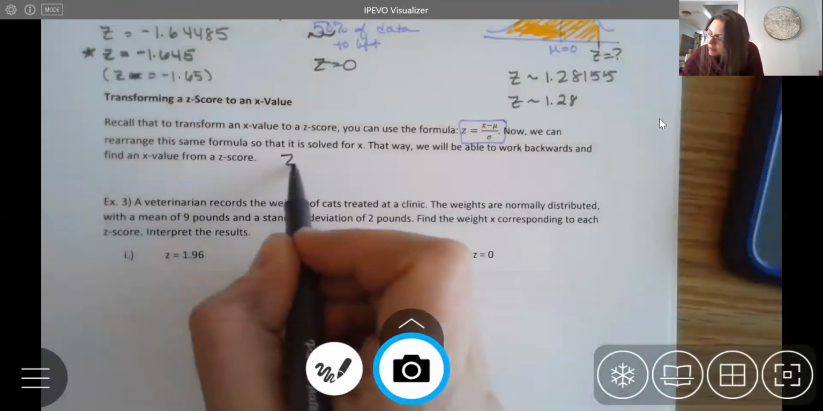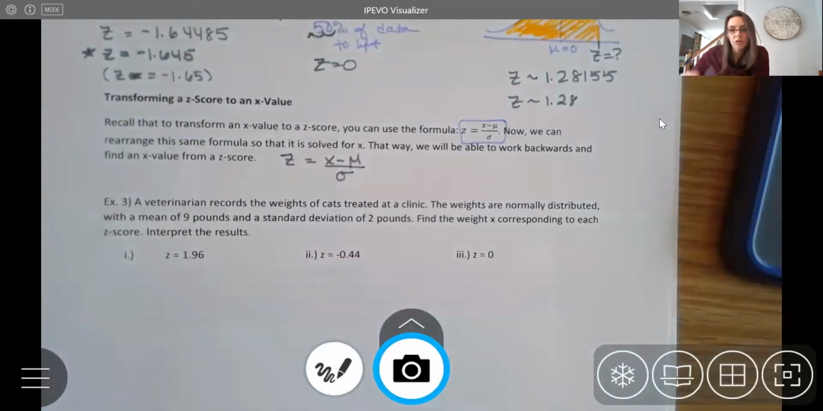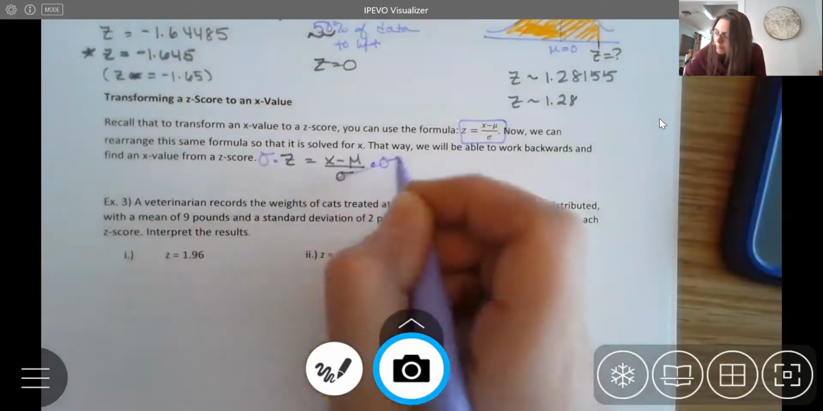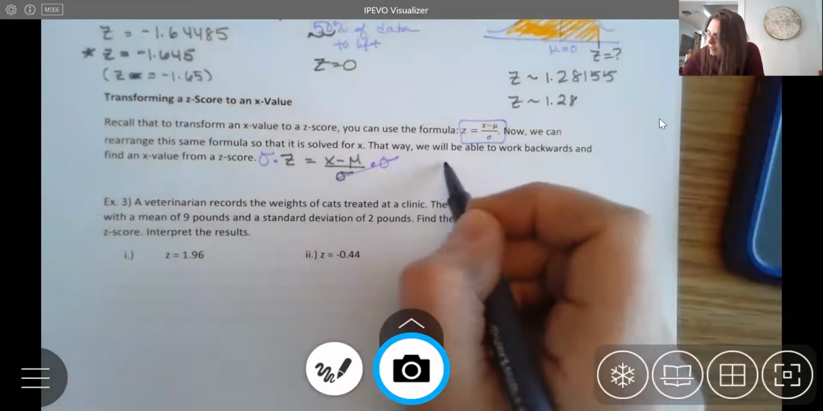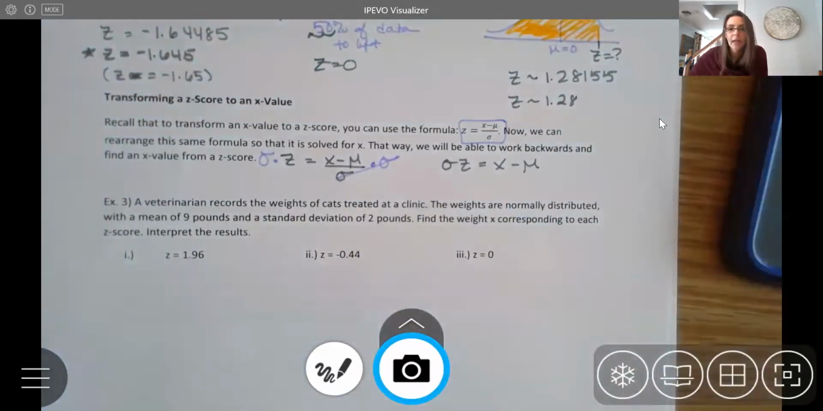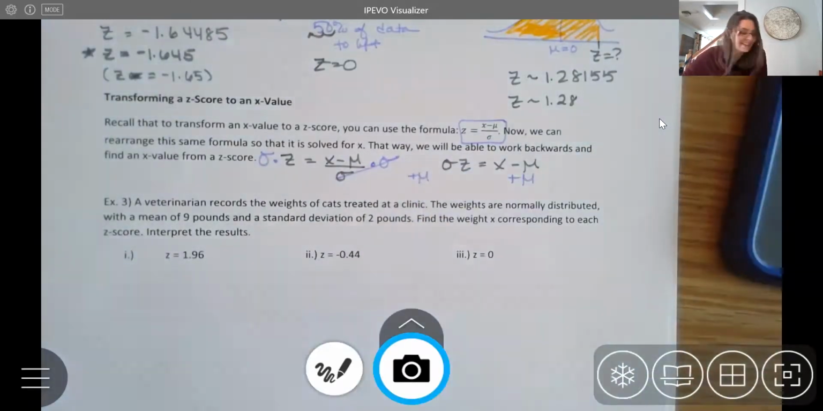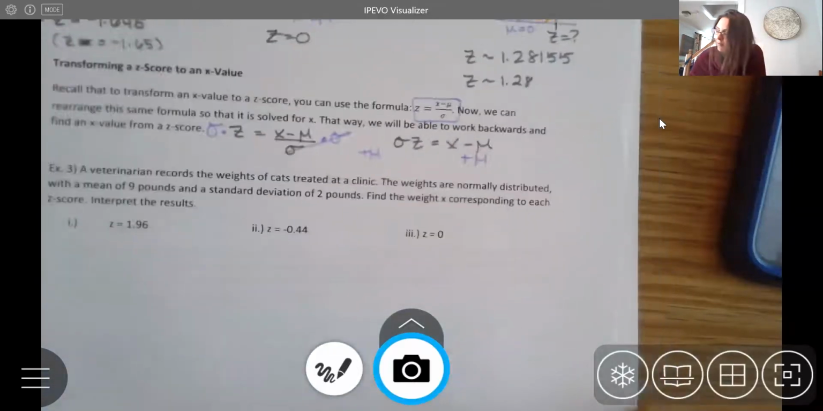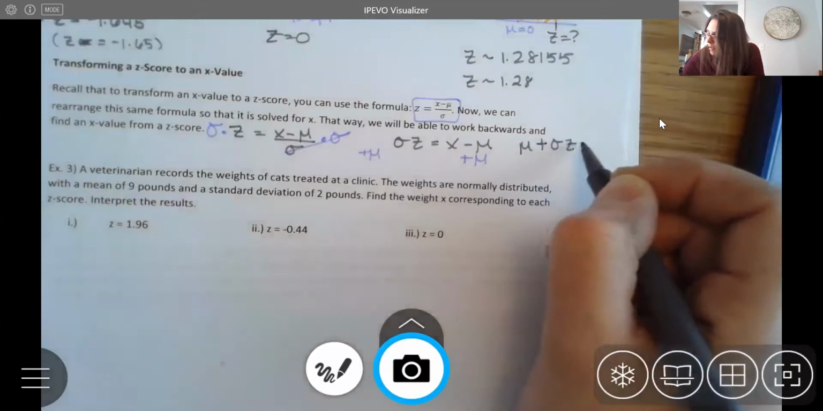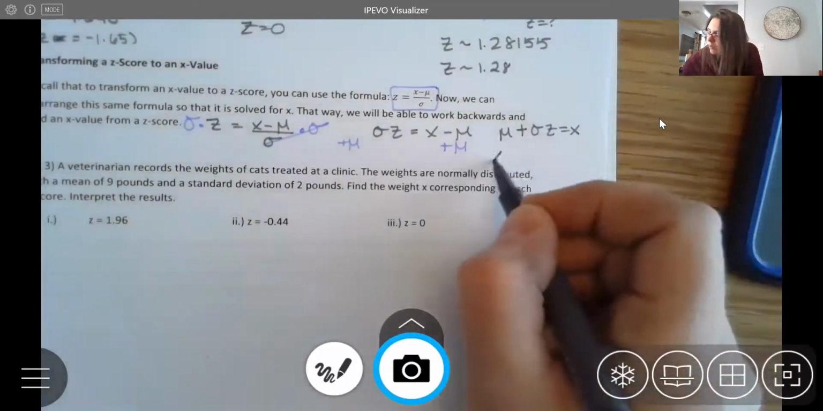So let's say I have z equals x minus the mean over sigma. So to change this around, what we do first is we multiply both sides by sigma. And that gives us sigma z is equal to x minus the mean. And then to get x by itself, I can add that mean to both sides. So I have a final formula that looks like this, and usually we rearrange it. We tend to like the solve for value on the left.